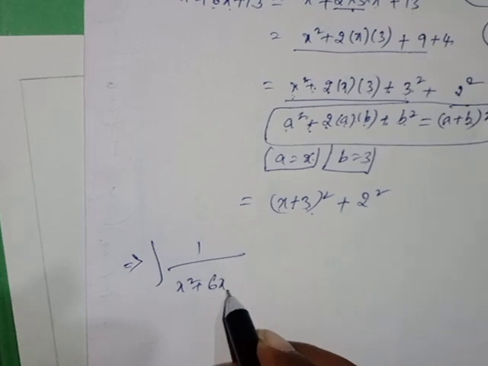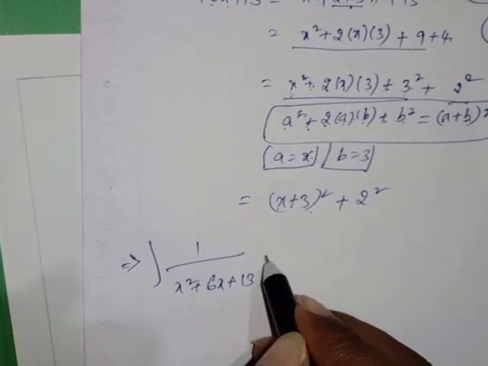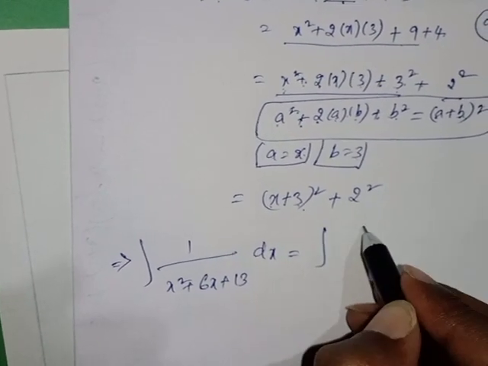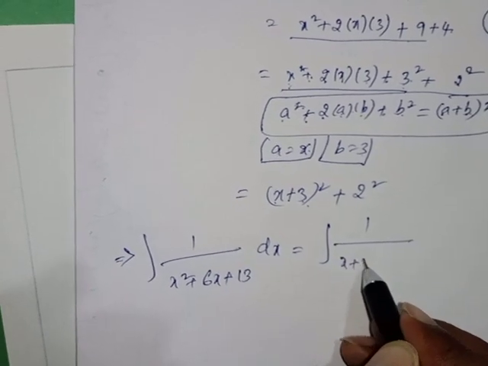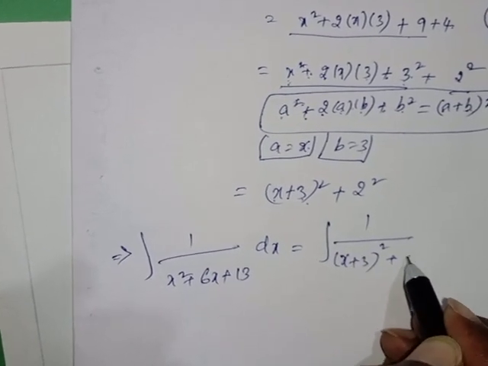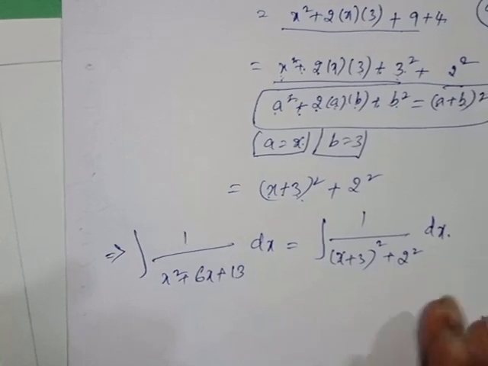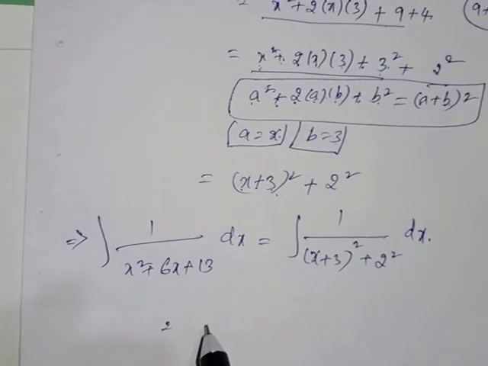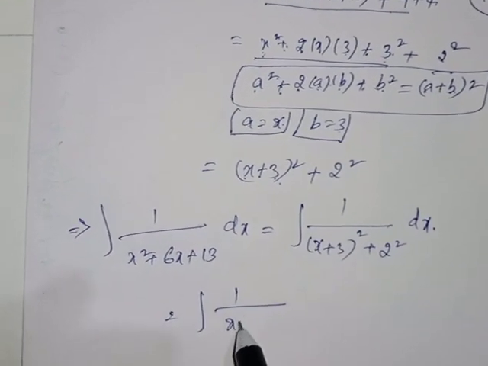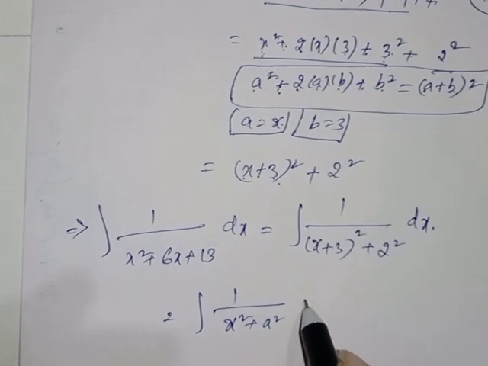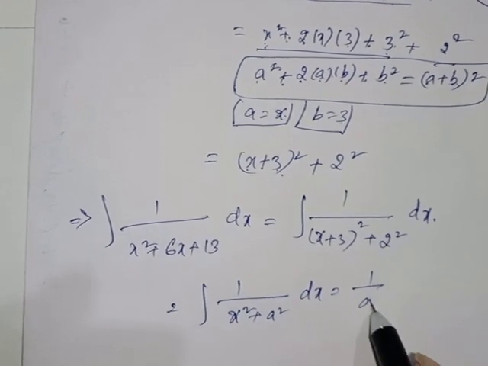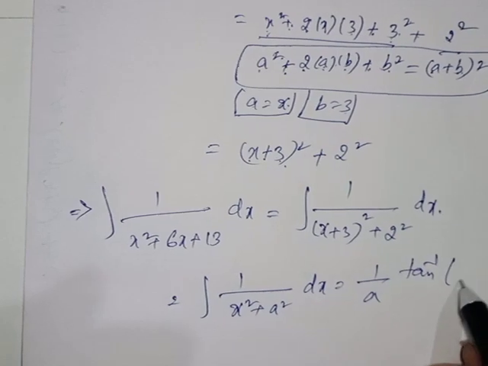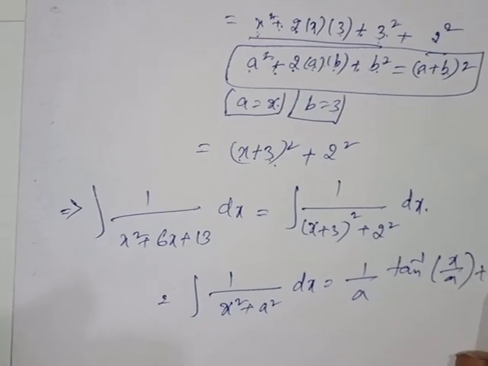Substitute this in the denominator of the given question. The integral of 1 upon x square plus 6x plus 13 into dx is equal to the integral of 1 upon x plus 3 whole square plus 2 square into dx. This is the formula: integral of 1 upon x square plus a square dx is equal to 1 by a into tan inverse of x by a plus c.